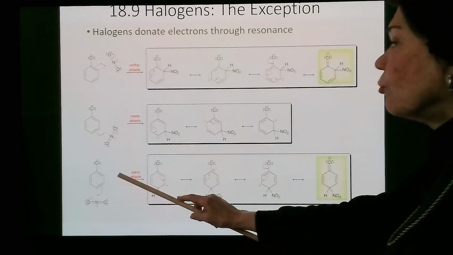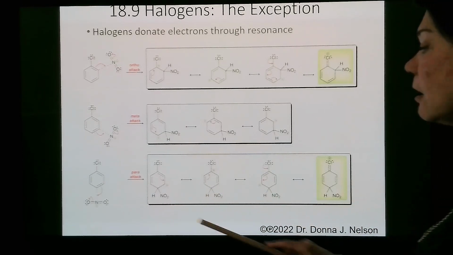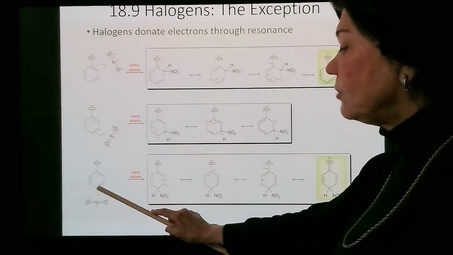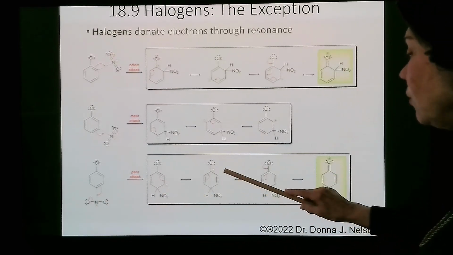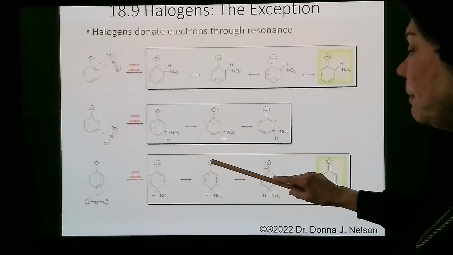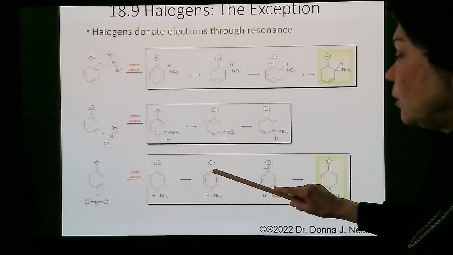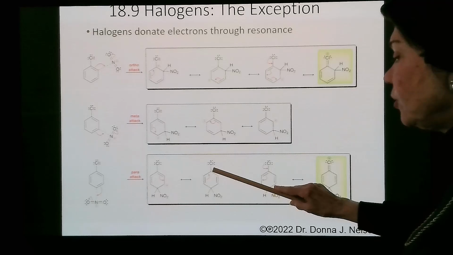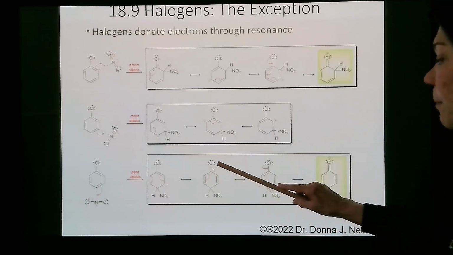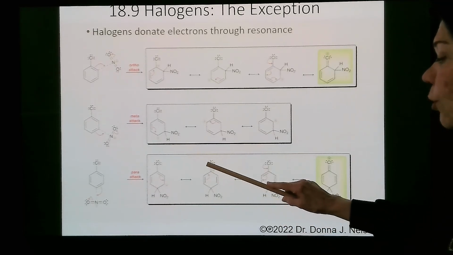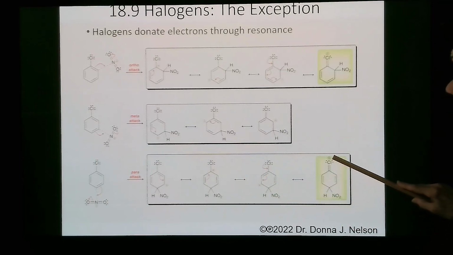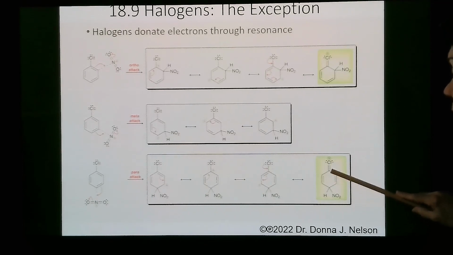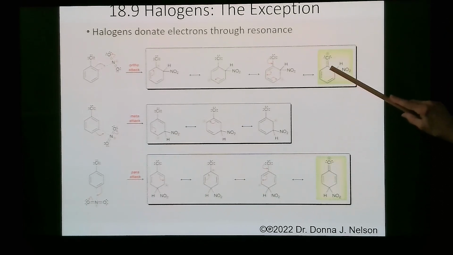The same types of resonance structures can be drawn if you have attack at the para position. And so now, once again, you can draw a resonance structure where the carbon bearing the chlorine substituent is bearing a positive charge also, and the pair of electrons on chlorine can come in and satisfy that positive charge. That makes chlorine bear a positive charge. And so you have this fourth resonance structure if you have ortho attack or para attack.